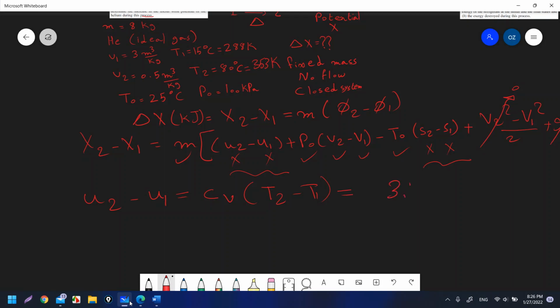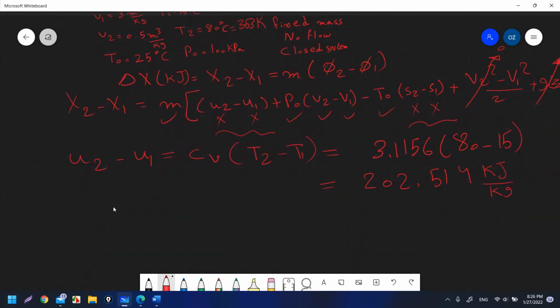CV equals 3.1156, times 80 degrees Celsius minus 15. It doesn't make a difference if it is in Kelvin or Celsius. It doesn't matter. Okay, and the answer will be 202.514 kilojoule per kilogram. Okay, we found U2 minus U1.